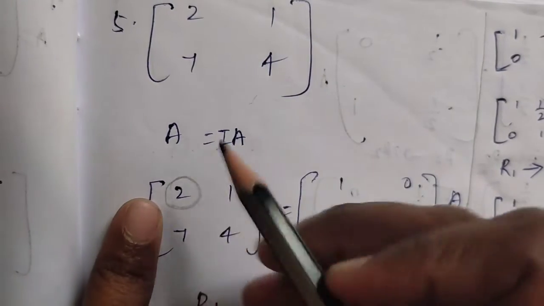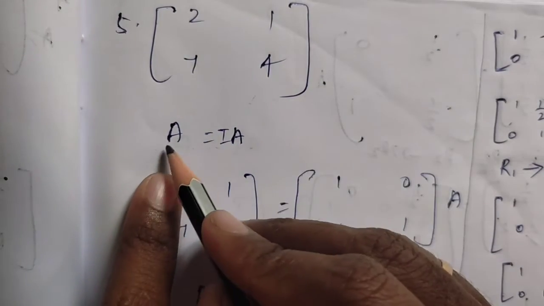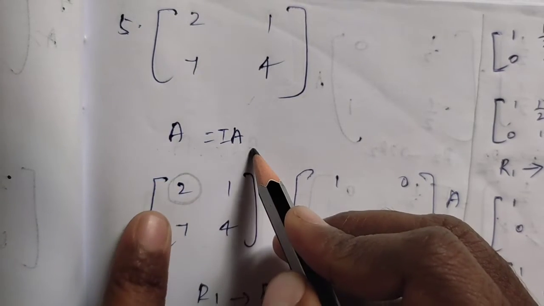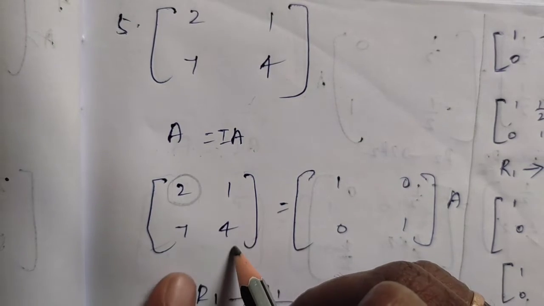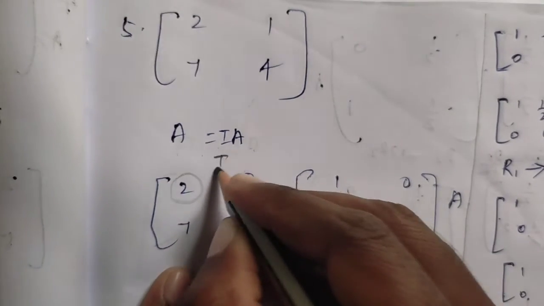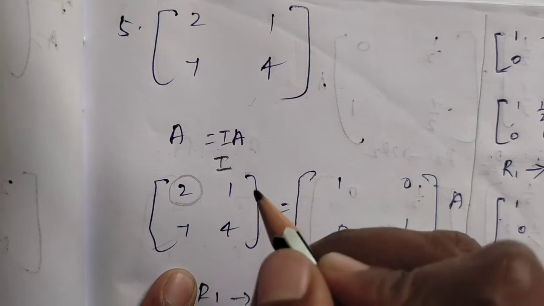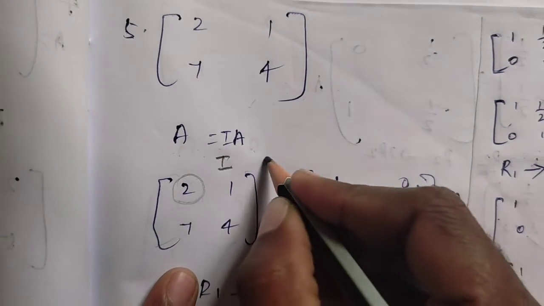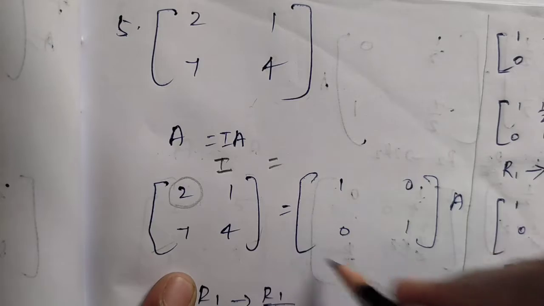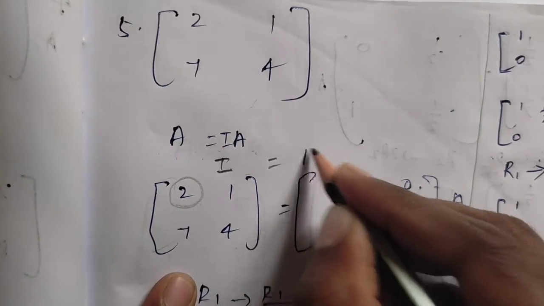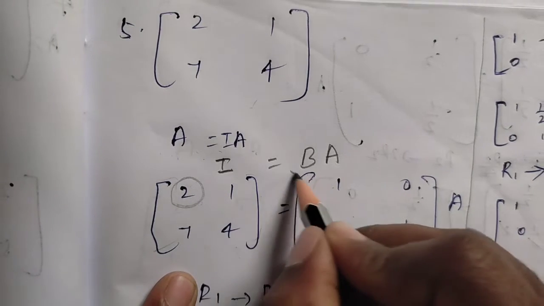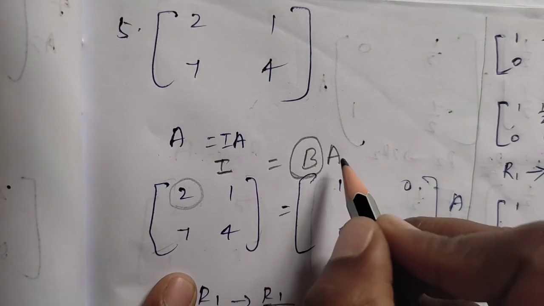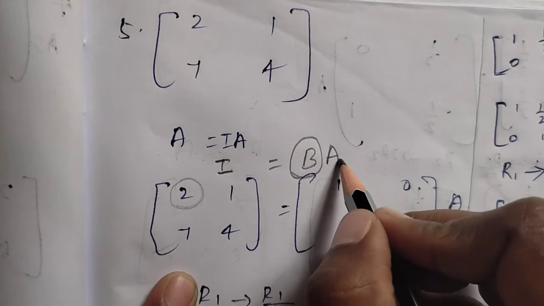To find the inverse of the given matrix, we'll write the given matrix as A is equal to IA, and we should bring this matrix A to an I matrix with the help of elementary transformation. So I will be equal to some matrix. This matrix will be converted as B into A. So finally we can write this matrix B as the inverse of the matrix A.